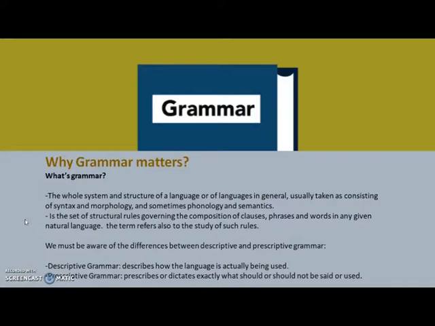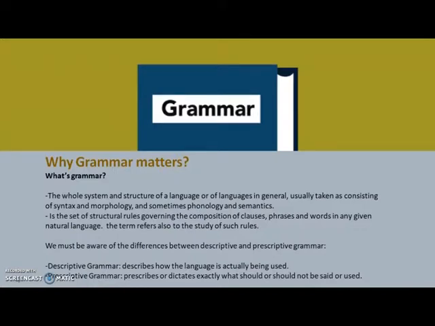At the same time, we must be aware of the differences between descriptive and prescriptive grammar. Prescriptive grammar prescribes or dictates exactly what should or should not be said or used. In contrast, descriptive grammar describes how the language is being used. For instance, prescriptive grammar says to use whom for object position: "Whom would you like to speak with?" In contrast, descriptive grammar knows that in current usage, "Who would you like to speak with?" is correct formal language.